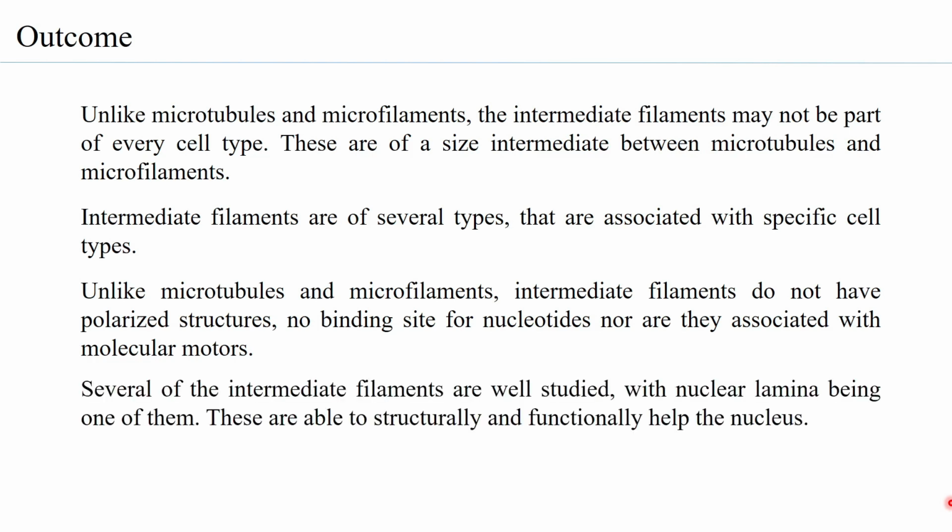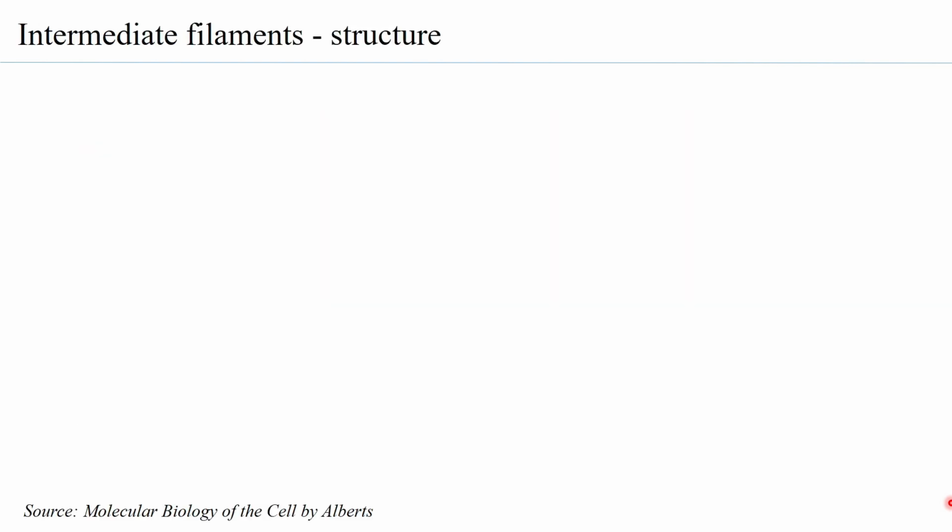Several of the intermediate filaments have been well studied, although there is much more to know about intermediate filaments, and in fact, new types of intermediate filaments are being discovered over a period of time. The nuclear lamina is one of the intermediate filaments that has been well studied, as it is also associated with the cell cycle, with cell division per se. These are able to structurally and functionally help the nucleus, especially during the cell cycle.